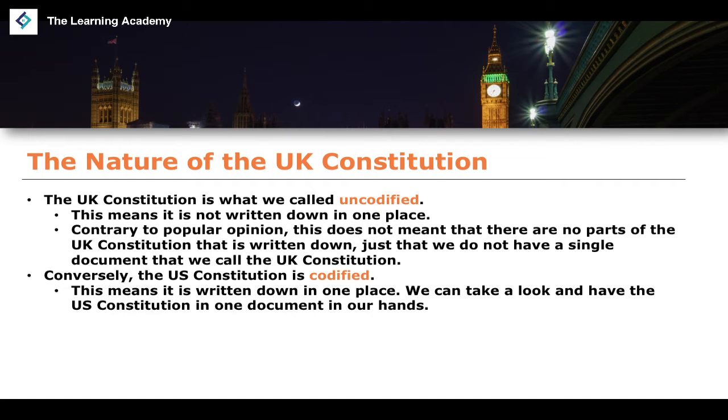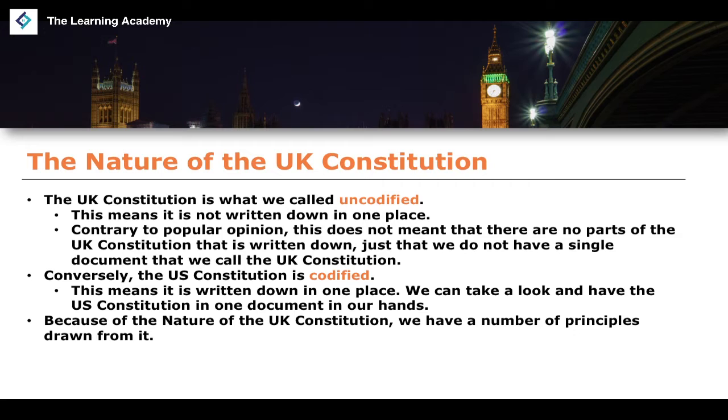So effectively, I can hold the US Constitution in my hand and have the document in my hand. I cannot do the same thing for the UK Constitution. In order to hold the UK Constitution in your hand, you must first be very, very strong, because it's very, very large. There's lots of paper from different sources, and it would be constantly updating and constantly changing. So this is the distinction between the concept of it being uncodified versus it being codified.